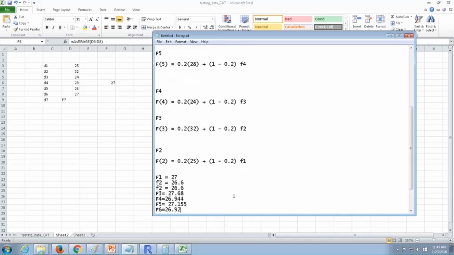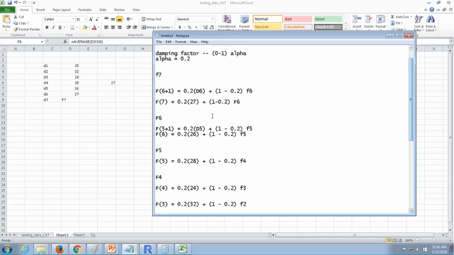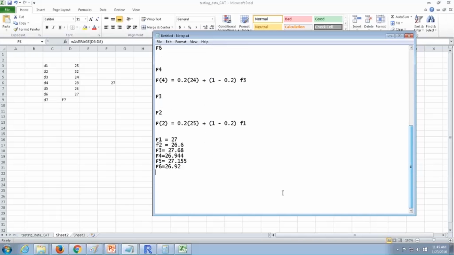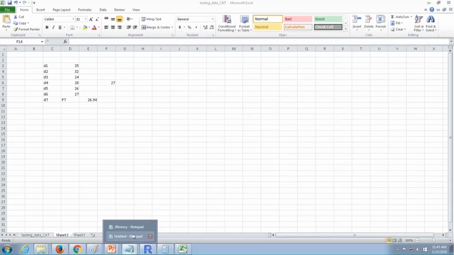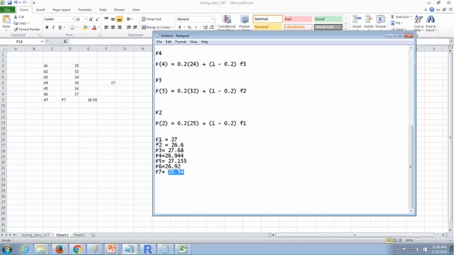Now this F6 value I can substitute in our final formula, right? If I substitute it here, I can get the F7 value. So F7 is 26.94. Okay. Now I found my 7th day sales. This is actually the process. 26.94, so now this is actually my prediction. Okay, clear? This is how it is calculated, and this is how the final value is forecasted.